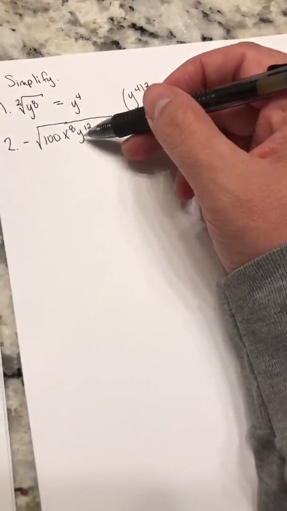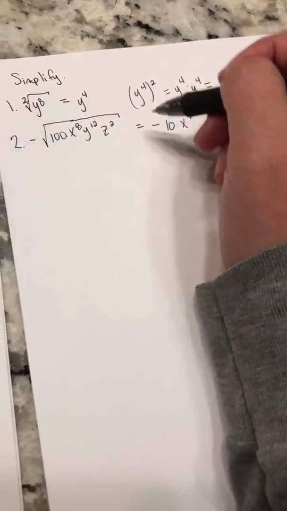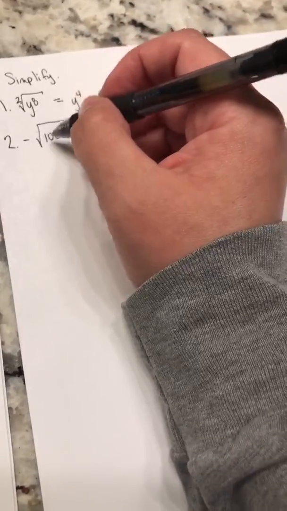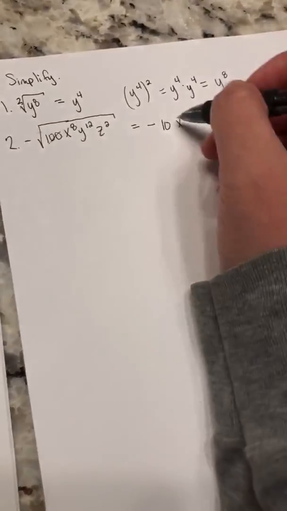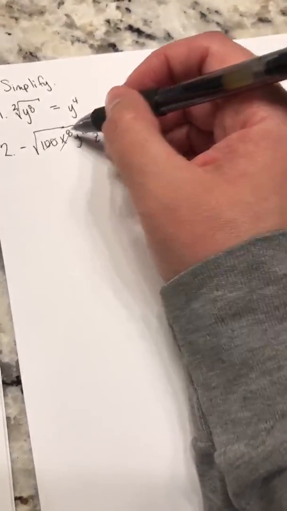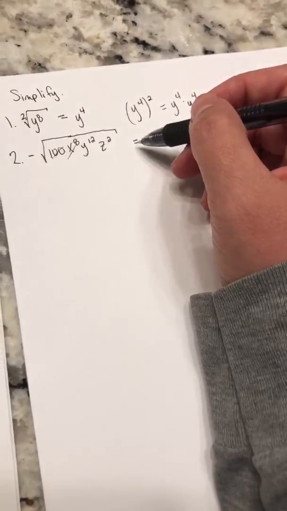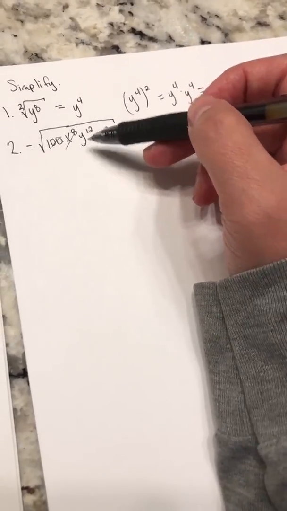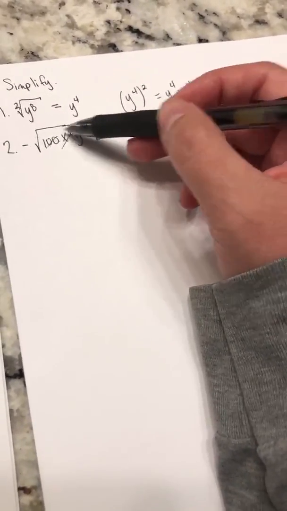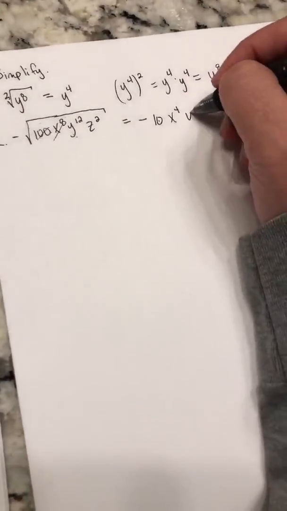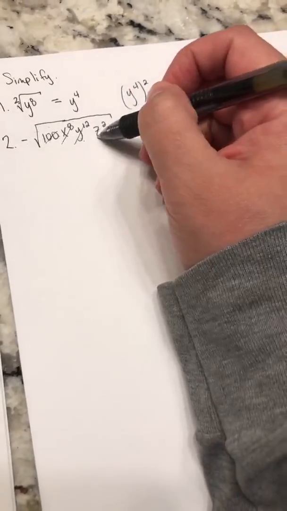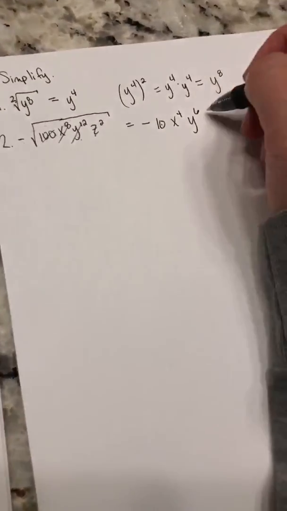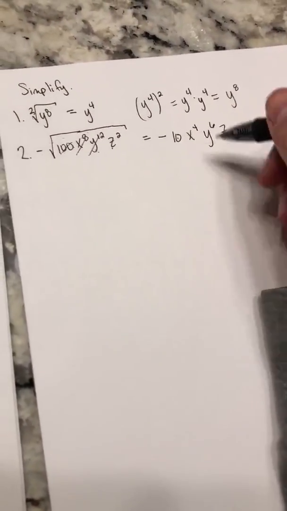Sometimes I didn't cross them out on the notes, but some people, when it gets to be a longer problem, will cross out what they've already taken care of and then keep going. If you want to do that, that's fine. Y to the 12th, 2 goes into 12 6 times. And now we've taken care of that one. And z squared, 2 goes into 2 1 time, so z to the 1st, just z.